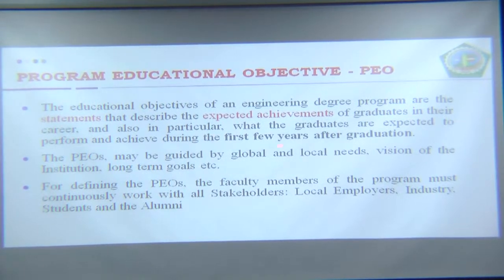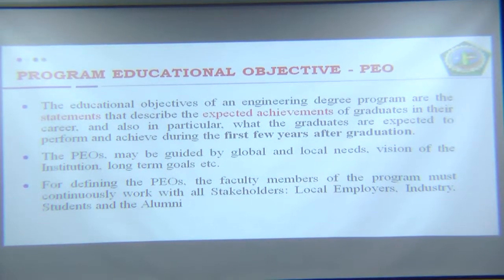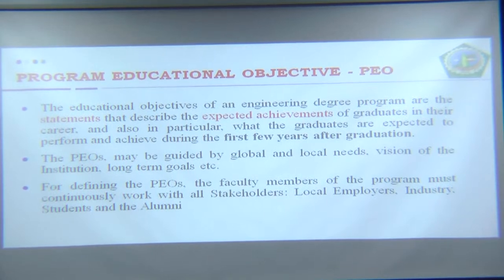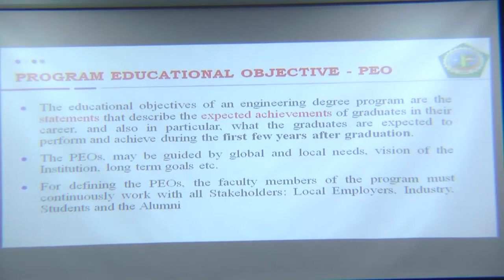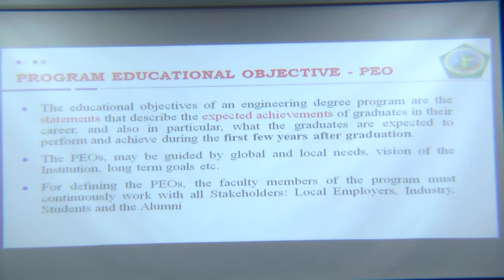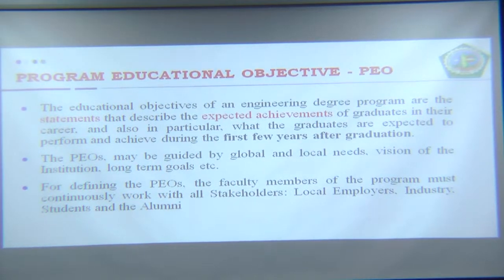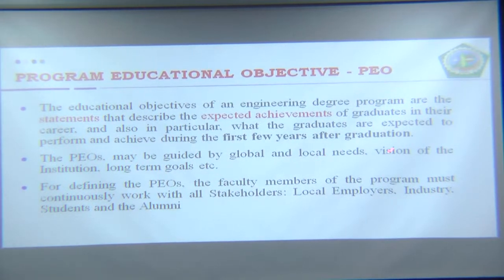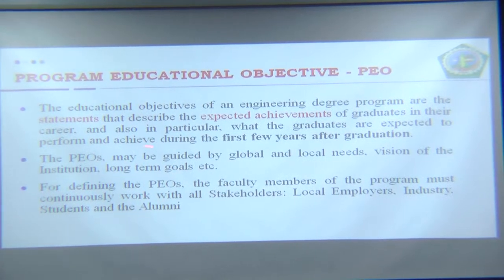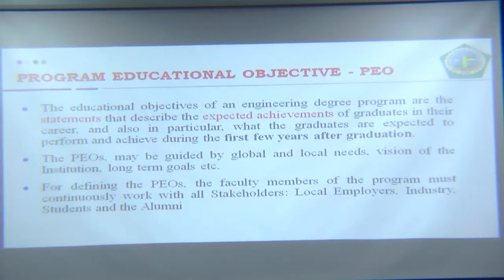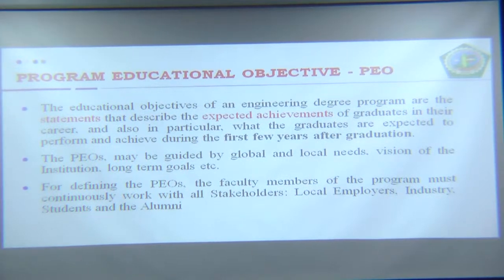The target for this is the first few years after graduation. That will give us the program educational objectives that we expect will be met, and we will be in a position to assess them after 4 to 5 years of education in a particular program. These PEOs will be guided by global and local needs. They will be guided by the vision of the institution, long-term goals. So try to understand this: PEO lies between your institutional vision and mission and your POs and COs. It lies in between.